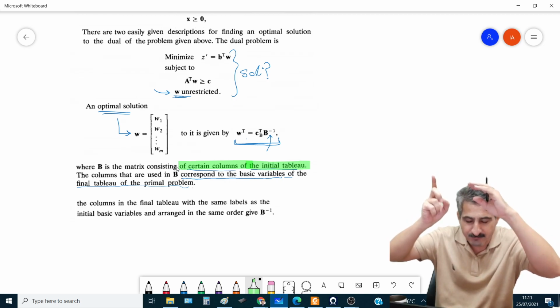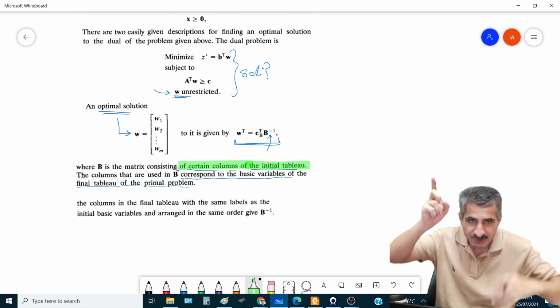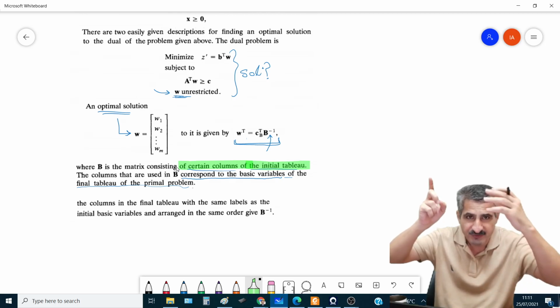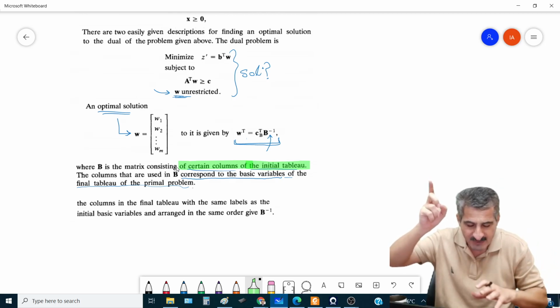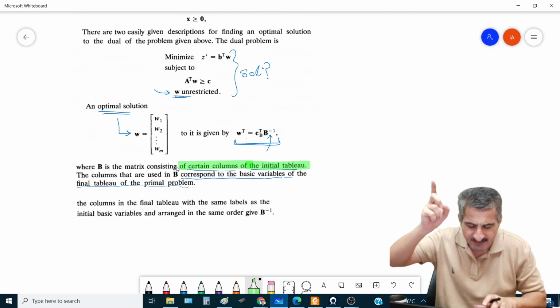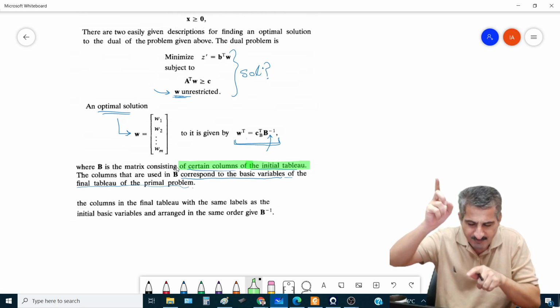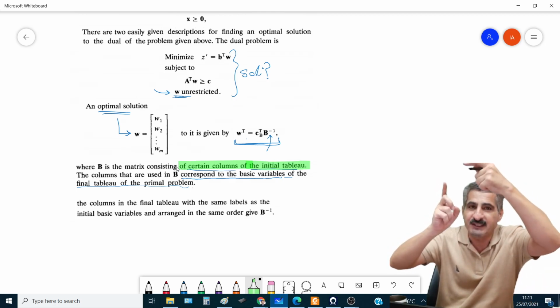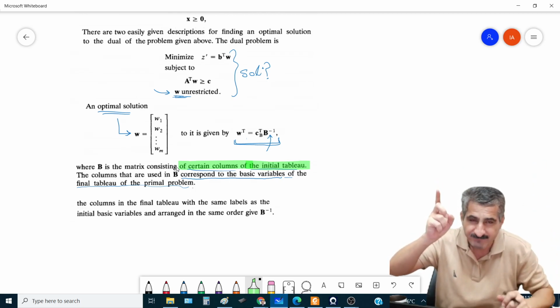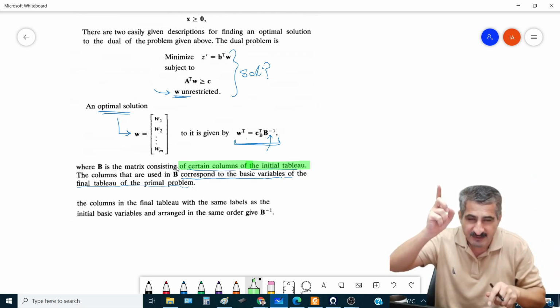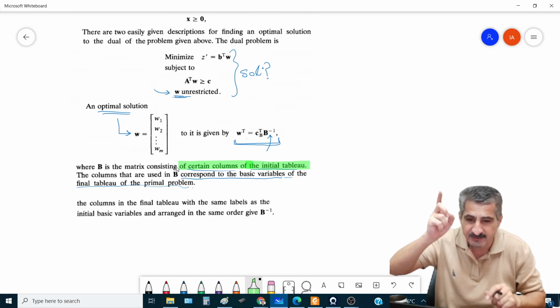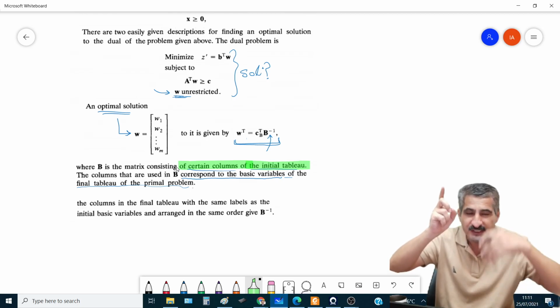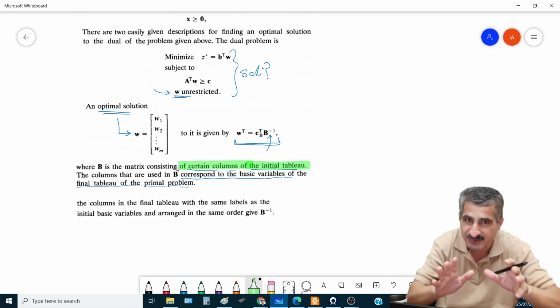You know, moving from table to table changes the set of basic variables every time we have an entering and a departing variable. At the end, in the final table, we will have a set of basic variables, right? We will look at them, go back to the initial table, and take the columns under them. Got it? So from the final table, we will know what the basic variables are at the end. We will take the columns under them from the initial table. This is the matrix B.